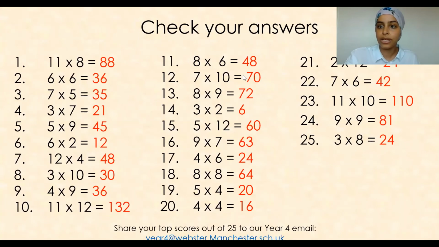Okie dokes. So I'm just going to move myself down here. Here we go. We're going to have a check through the answers and share your top scores out of 25 to our Year 4 email. So mark it through, check what you've got. And our email is year4@webster.manchester.sch.uk. Okay. If you think, oh, I want to have another go before I check my top score, you can do it. Go back and have another go of the questions and then send your top scores to me, to Miss Rayburn, to Miss Calancy on our Year 4 email. And we'd be dead proud to have a look.